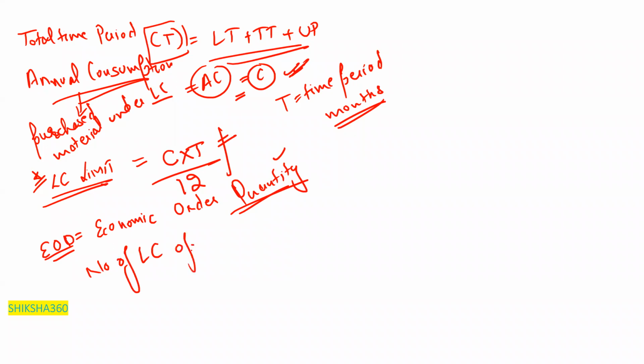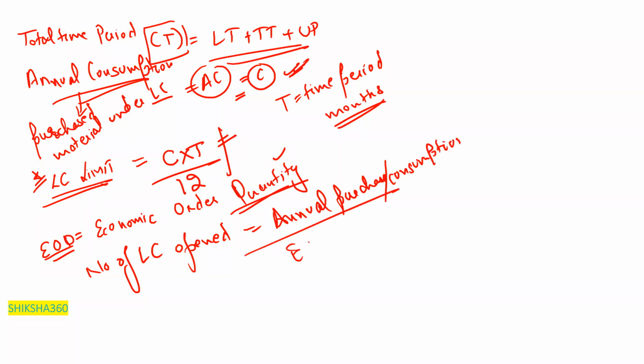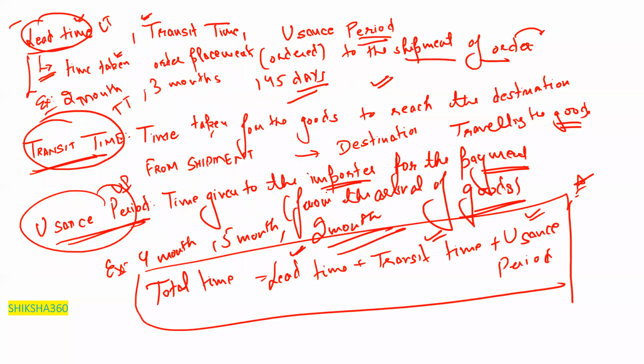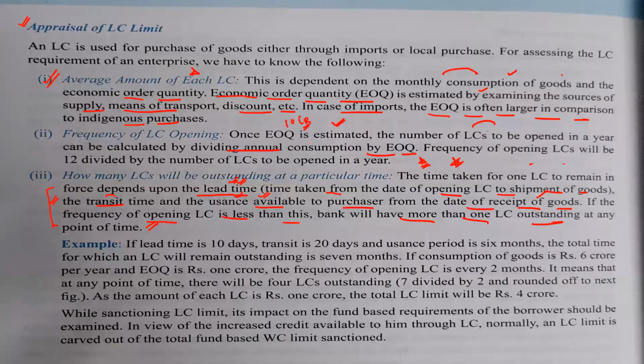Number of LCs opened is equal to the annual consumption or annual purchase under the LC, upon EOQ. Clear? That is annual consumption or purchase under the LC upon EOQ. And the frequency of the LC, how can we calculate it?